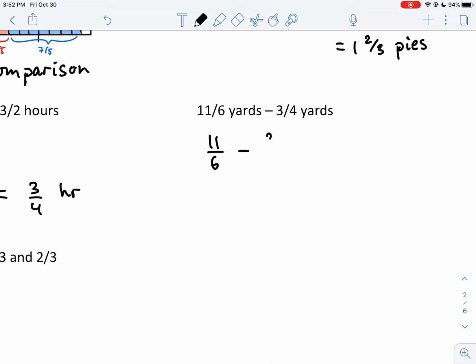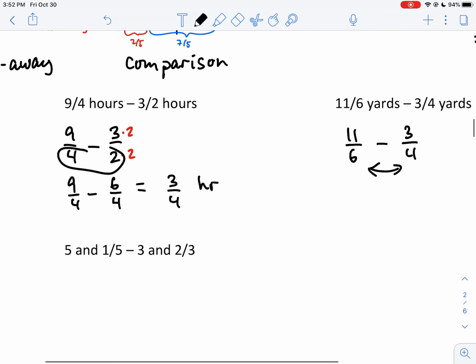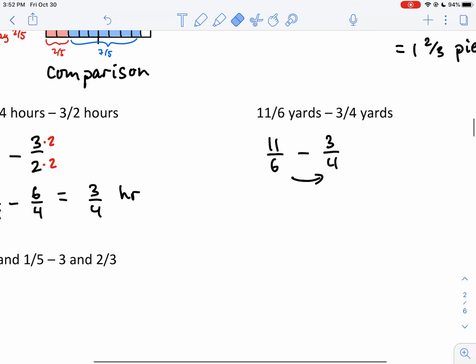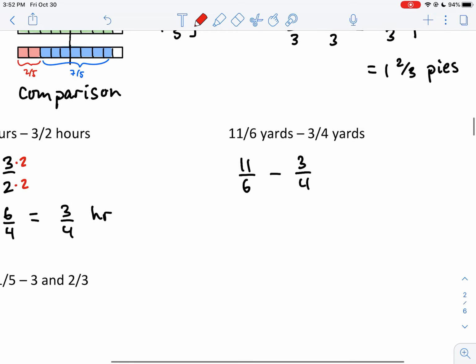11 1/6 yards minus 3 1/4 yards. Okay, neither one of these denominators is a multiple of the other. That was not the case over here with 4 and 2. So I'm going to have to find an LCM again, a least common multiple of 4 and 6, and then adjust both fractions accordingly. And that least common multiple is 12. So I'm going to have to triple the numerator and denominator of that second fraction, but double the numerator and denominator of that first fraction.